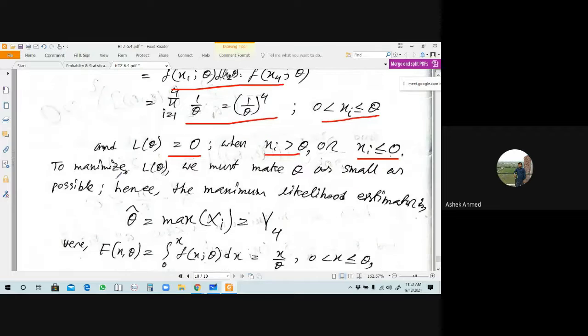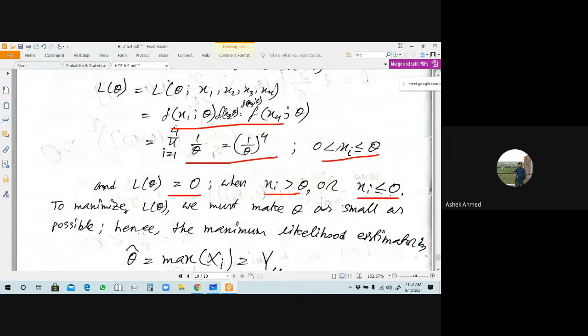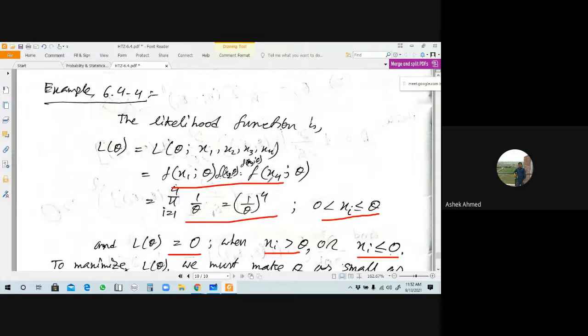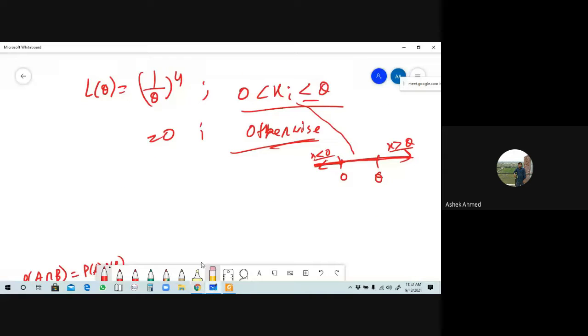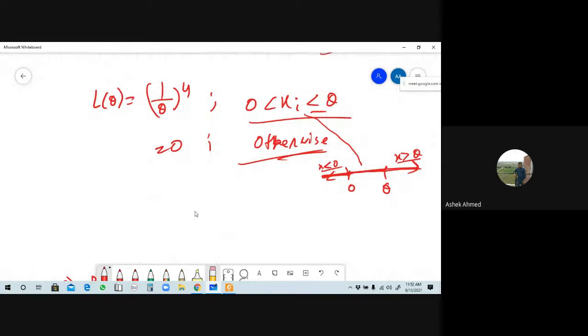But to maximize L of theta we must make theta as small as possible. Okay, to maximize L of theta we must take theta as small as possible. Hence the maximum likelihood estimator for theta. Can you say, if you take any value greater than theta, if the value of theta is, suppose, greater than 1, say 2, then 1 by 2, will its value increase or decrease?